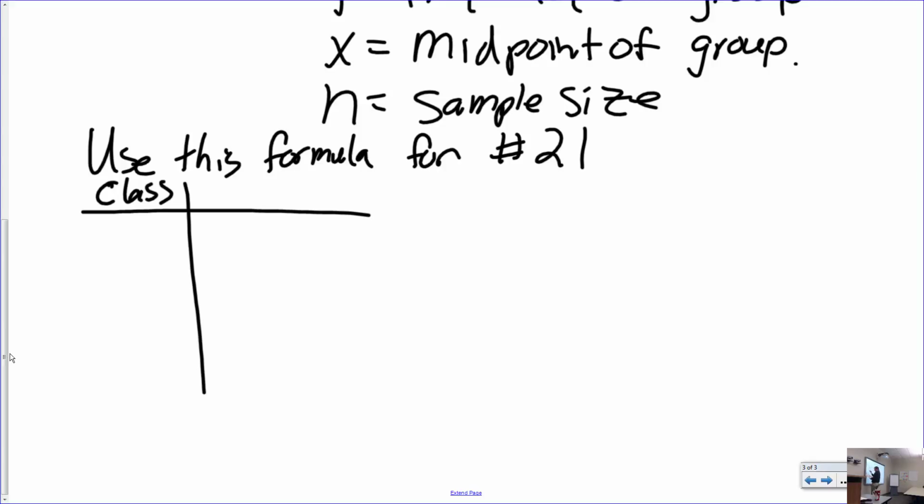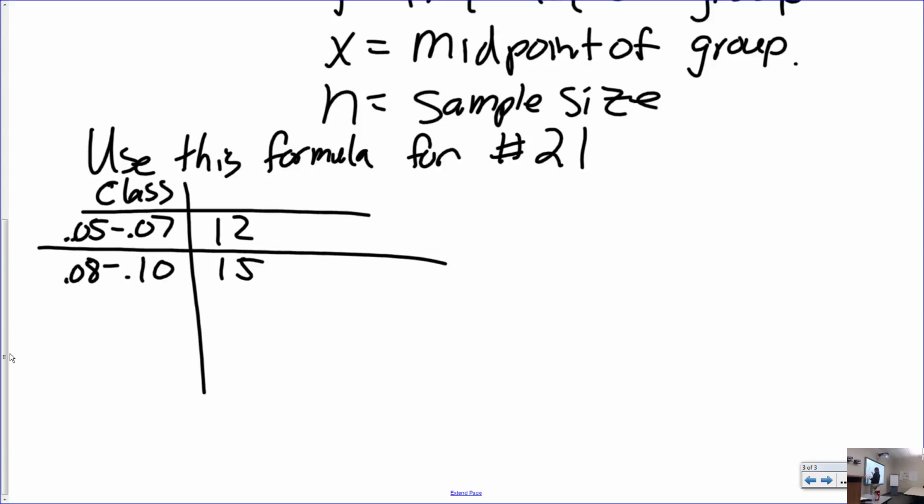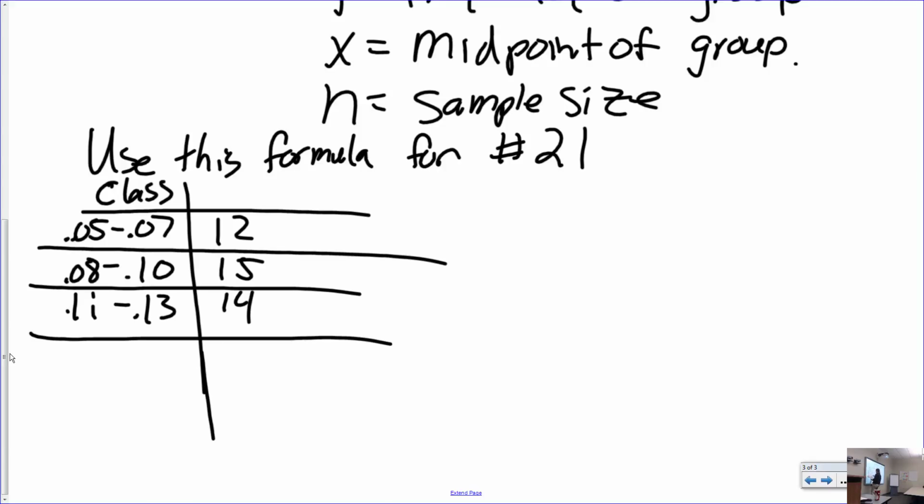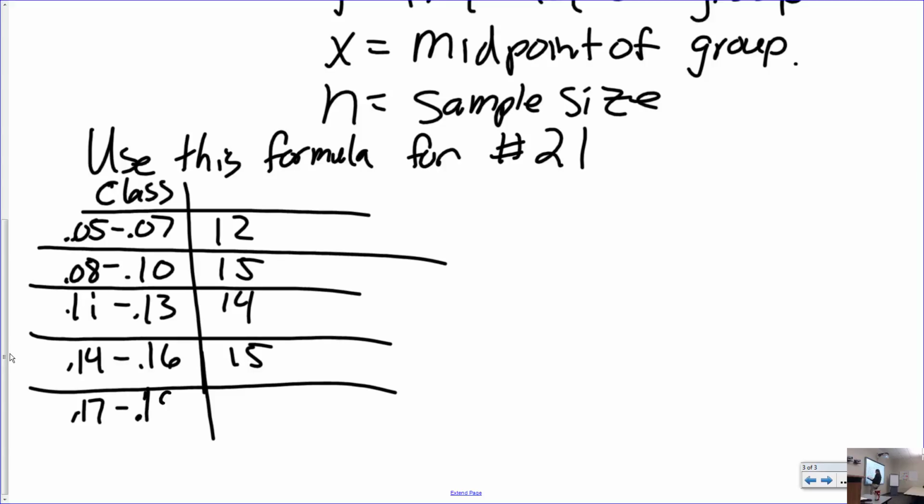So really quick. .05 to .08, 7, .08 to .10, and 15, .11 to .13. There are 14. .14 to .16, 15, and .17 to .19, there are 14. So, how would we apply that formula to this set of data?